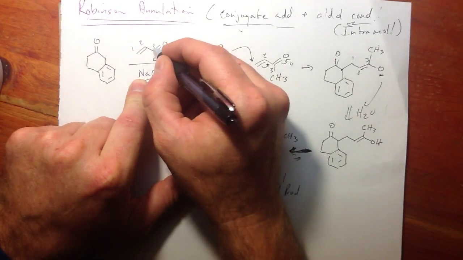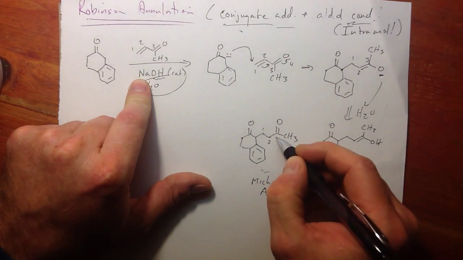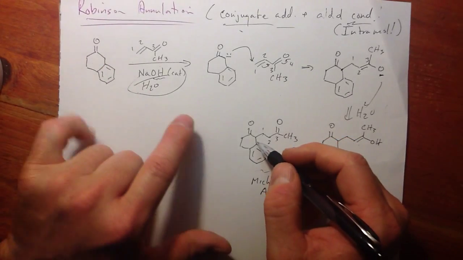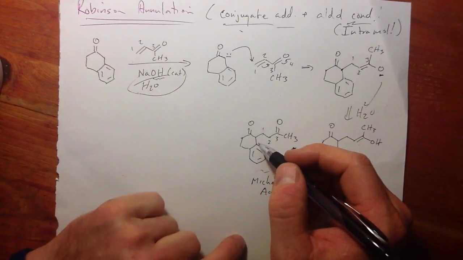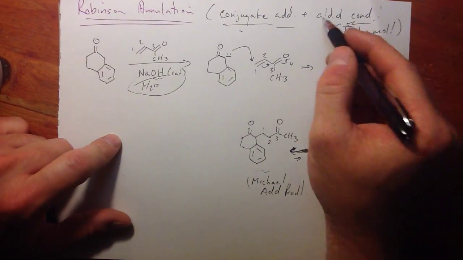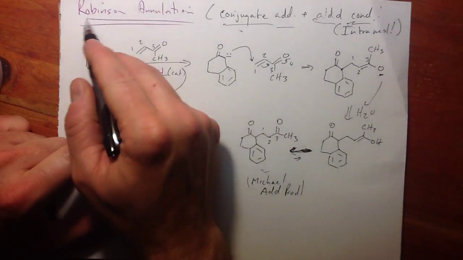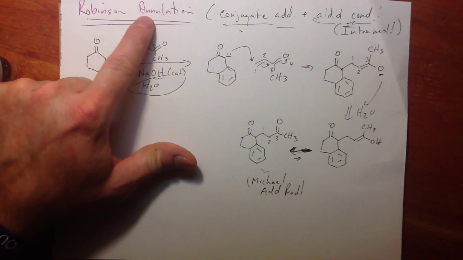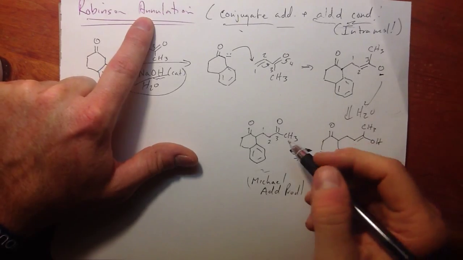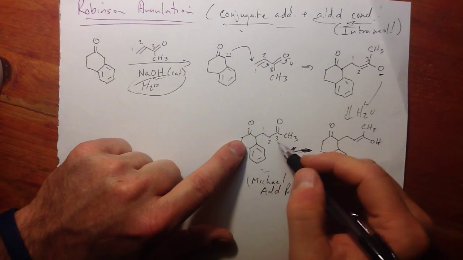1, 2, 3, 1, 2, 3. We attack the conjugate position using an enolate ion formed from the ketone shown. So this is our Michael addition product, but we're not done yet. Now what we're going to do is follow it up. This is what's special, Robinson annulation, meaning a ring-forming reaction. We're going to make a ring through an aldol condensation.